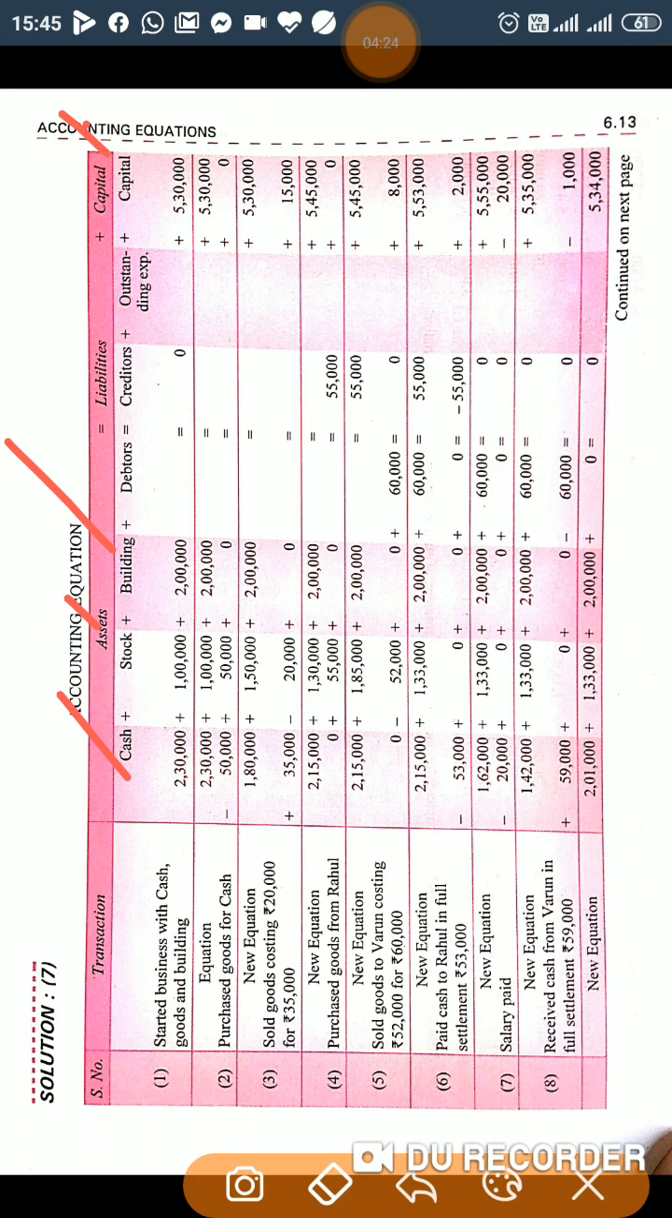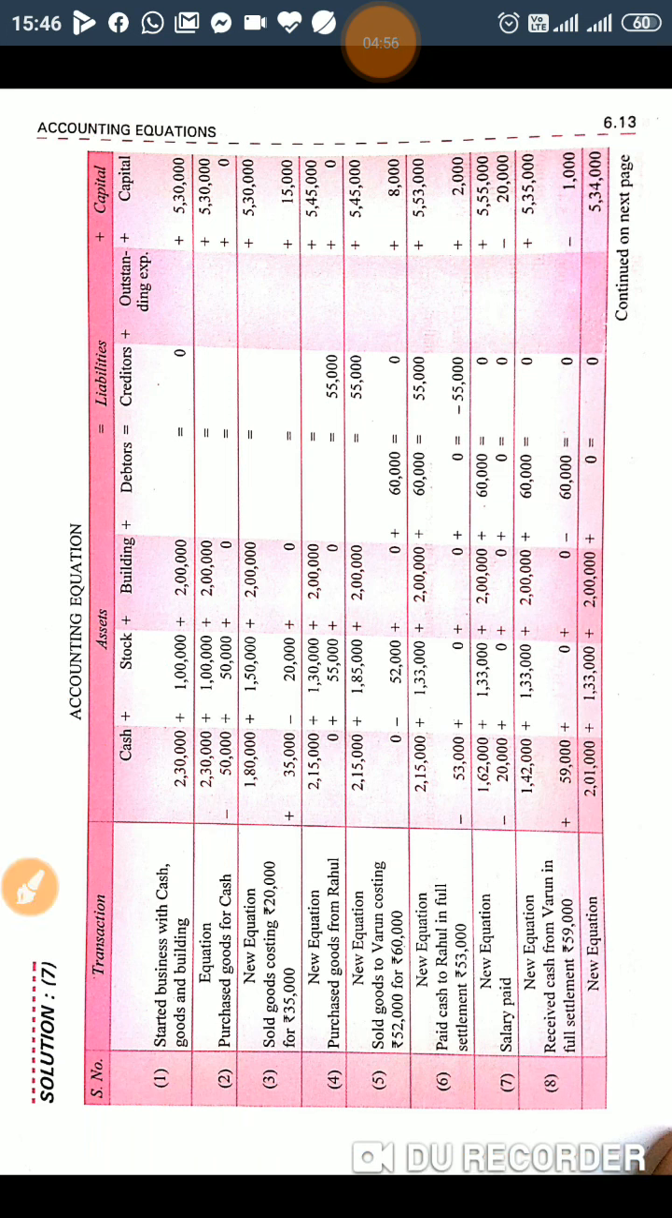Next transaction: purchase goods for cash. Again cash is involved, and stock is used for purchase and sales. You always think stock, not income or expenses as in general. Purchase of goods means stock is coming in, so stock is increasing as an asset. When you are selling, stock is decreasing. So here, purchase goods for cash, stock is involved, which is already written here, and cash is also already mentioned here.